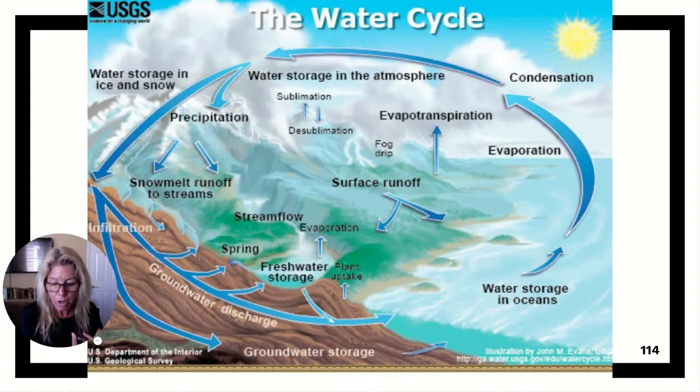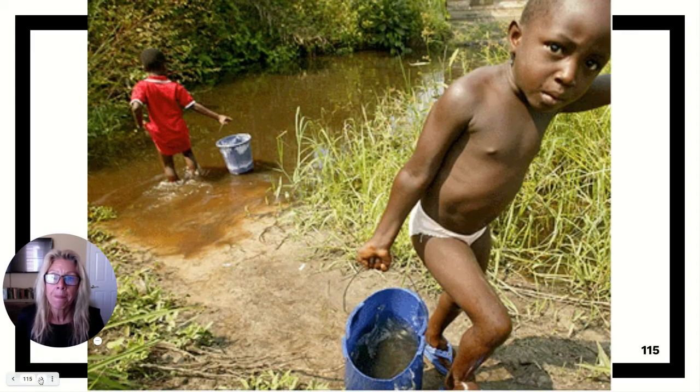Transpiration, evaporation of water from plants. And then I want you to know that aquifers are underground bodies of water. Then you see groundwater storage right here. How we mess up this cycle, you got it.